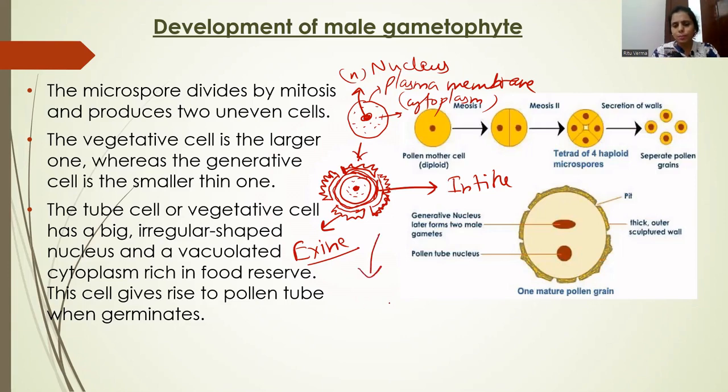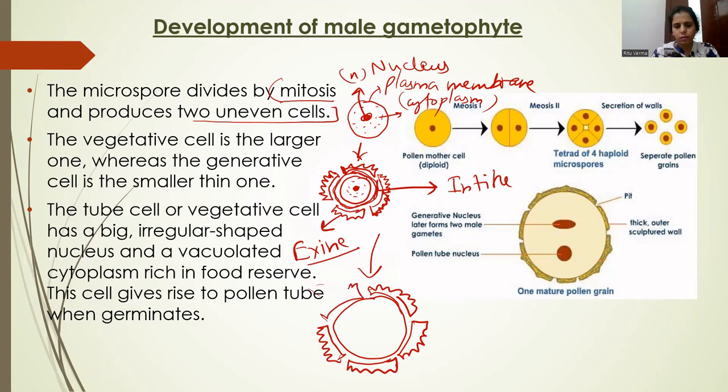After the production of this intine and exine, the pollen grain, which is present inside these two protective layers, undergoes mitotic cell division. So this pollen grain now undergoes mitosis and produces two uneven cells, uneven because the size of the cells is different. This is intine and outside we have exine.